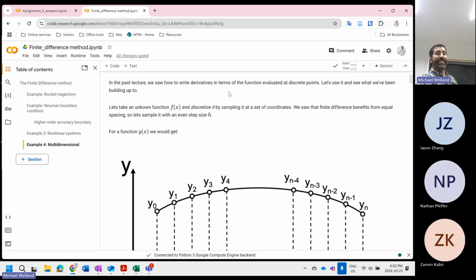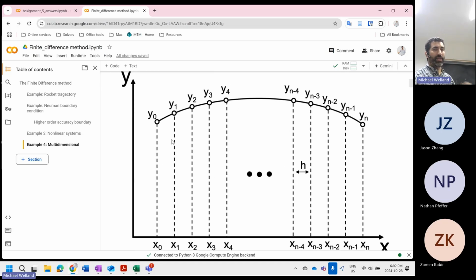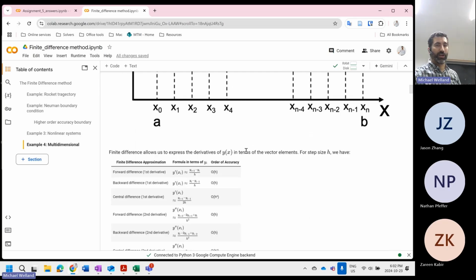Take an unknown function f. We discretize it by sampling it at a set of coordinates. We saw that finite difference basically only works realistically when we are evenly spaced. So let's do that. Let's use a step size h. Okay, this is our old example, from the online textbook. What we've got is this function y, and we're sampling it at x0 up to xn with a step size h. And what we're asking for is what is y0, y1, y2, y3, y4, and so on. That is our vector of unknowns, right? We've heard this terminology before.